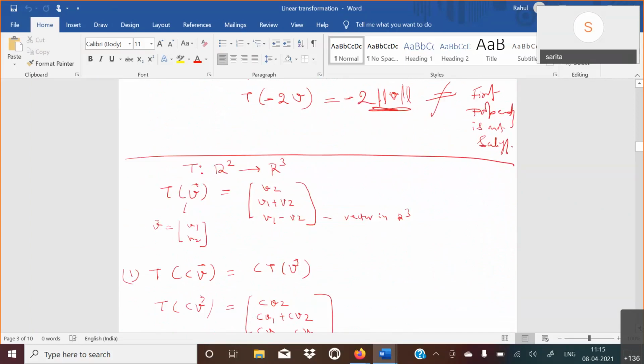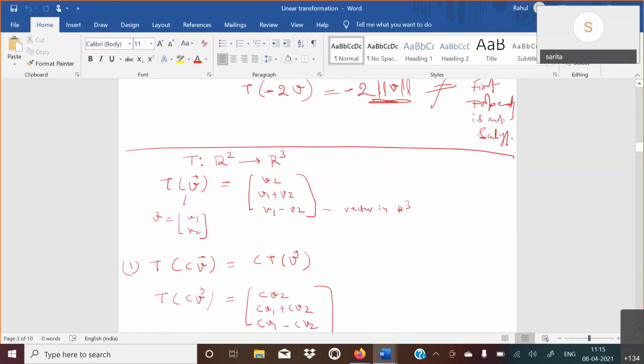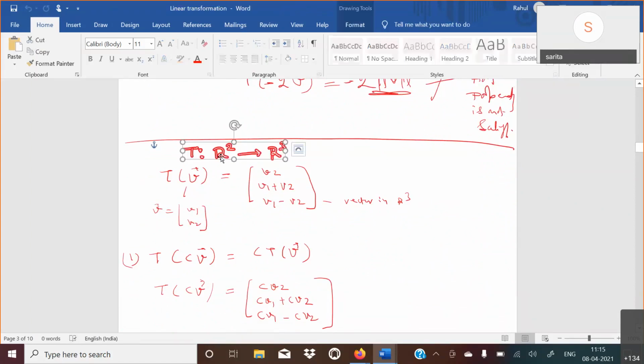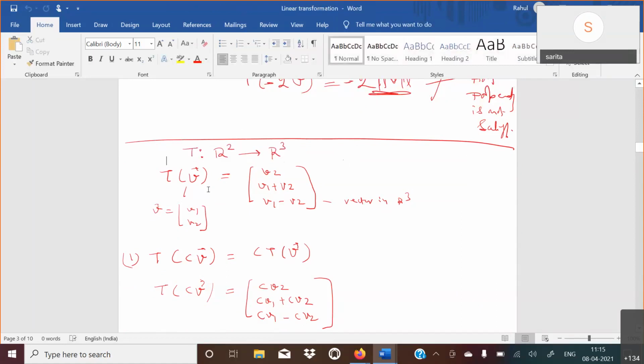There are many other examples which I will take today, and here I have a linear transformation from R2 to R3, right? You are all getting me? Yes, ma'am. Okay, so another example, that T is a linear transformation from a vector space R2 to R3, and how is it defined? V is a vector which is taken in R2. So you know that it should be v1 and v2. A vector defined in R3 is a 3-tuple, and therefore it should be like this.